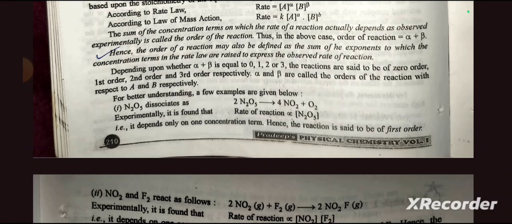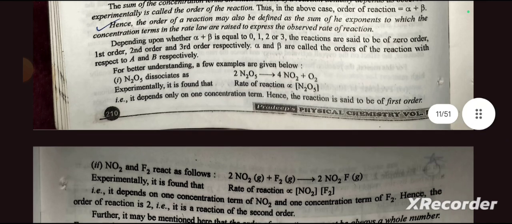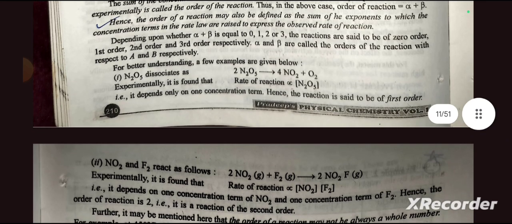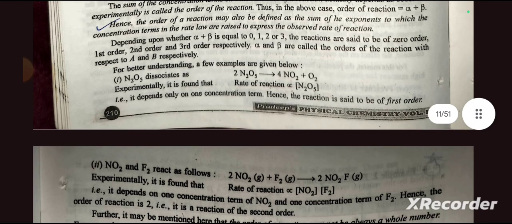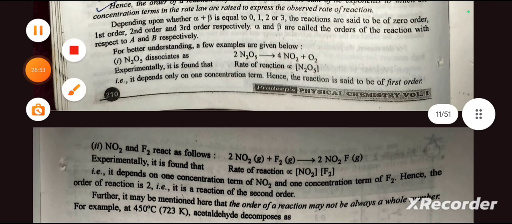The sum of the exponents of the concentration terms on which the rate of reaction actually depends, as observed experimentally, is called the order of reaction. Thus, in the above case, order of reaction is equal to alpha plus beta. The order of reaction may also be defined as the sum of exponents to which the concentration terms in the rate law are raised to express the observed rate of reaction.